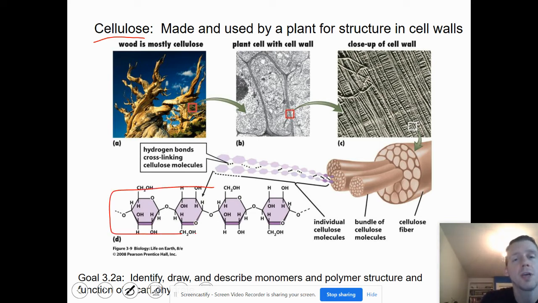So cellulose looks a lot like starch. If you notice the picture here, it looks very similar to starch, but it's actually a little bit different. You don't need to worry about the difference, but it is a little bit different, and our body is not capable of breaking it down.